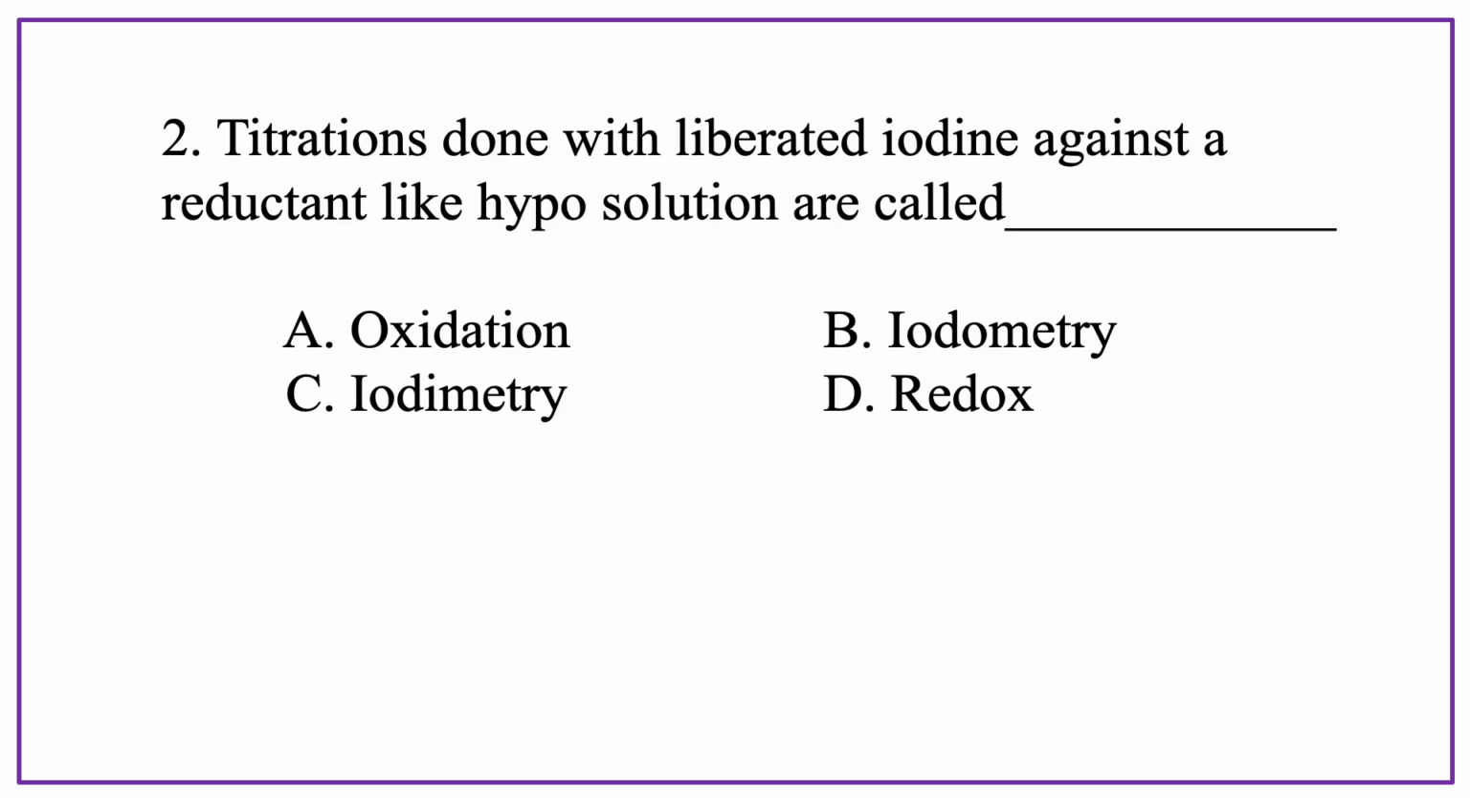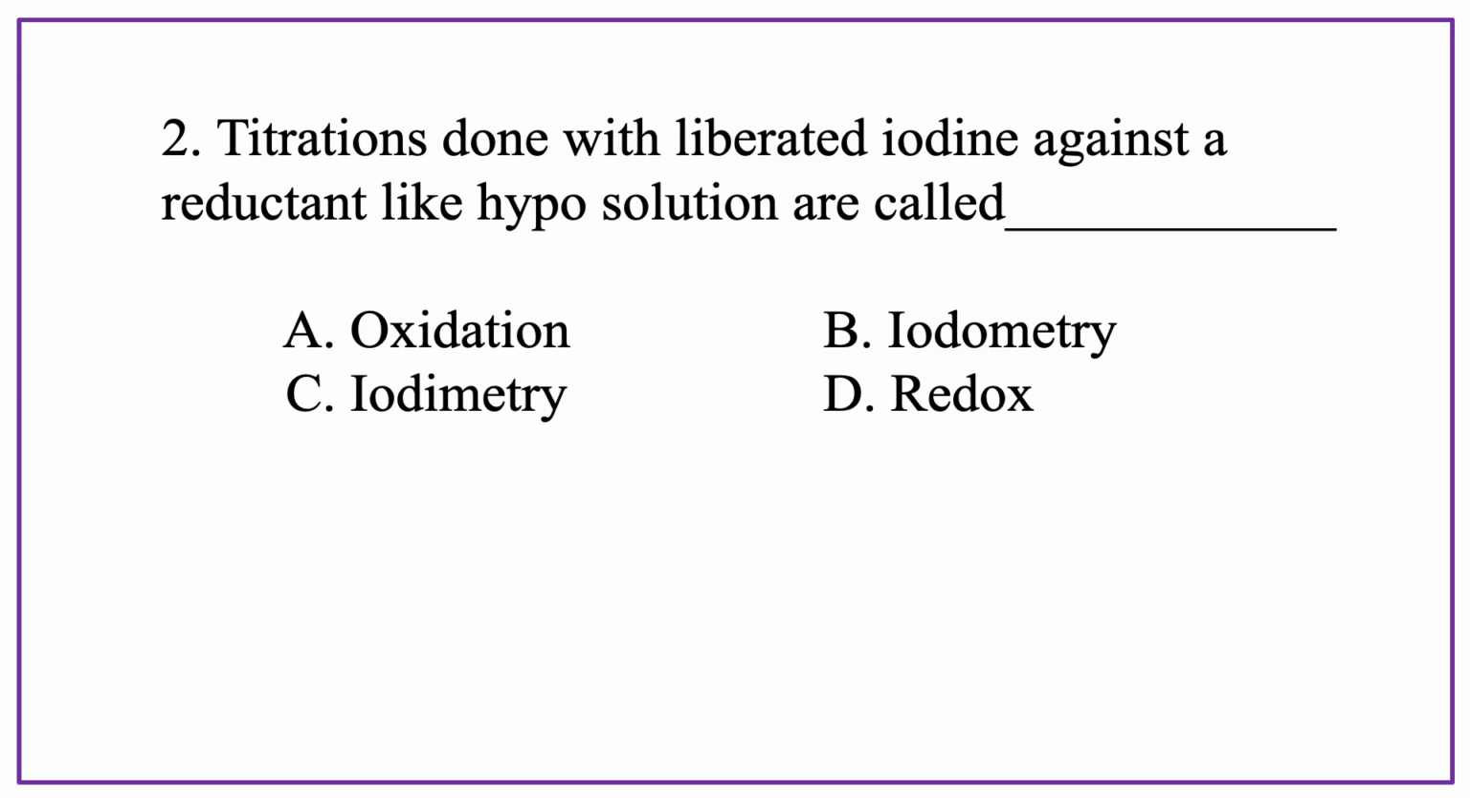The titrations done with liberated iodine against a reductant like hypo solution are called. Now here the iodine has been liberated by using a solution where iodide has been oxidized to iodine. So from I minus, I2 has been formed. Now the I2 that is formed is titrated with the reductant like hypo, that is sodium thiosulfate solution. So on reacting with the reductant, iodine acts as a weak oxidizing agent.